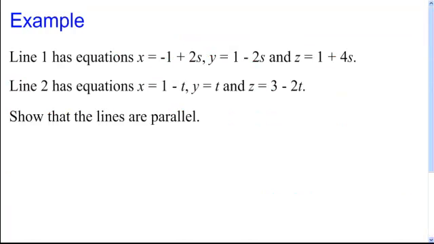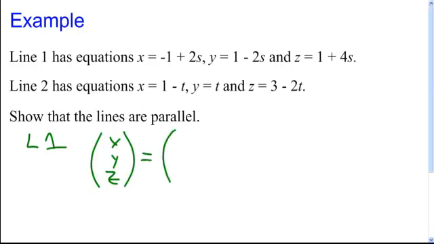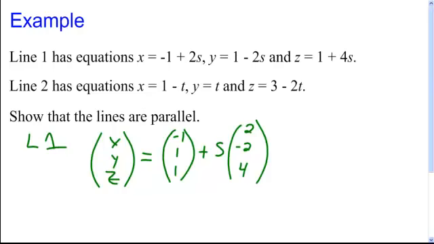So we'll be able to look at 2 equations, figuring out that they are parallel. These lines that we're going to have are 3-dimensional. There's an x, there's a y, and there's a z. So if I start with line 1, I have some point x, y, z. I'm going to be taking my parametric equations and writing them in vector form. I have that initial point: for x it's -1, for y it's 1, for z it's 1, plus s is the multiplier on it, times 2, -2, 4.